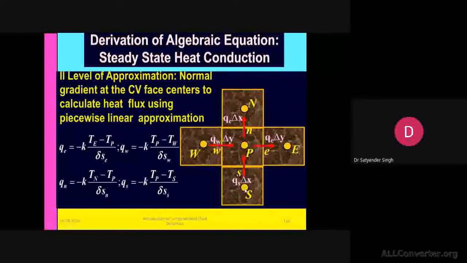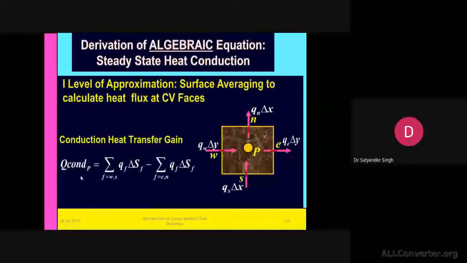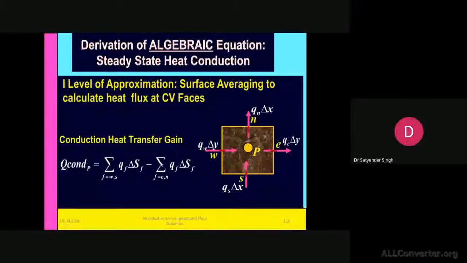So the first level of approximation indicates what conduction is. Conduction is simply the flux entering at this face minus the flux leaving at this face, which indicates the gain, like what is entering at this face and leaving at this face. On the basis of that, we have written this one.